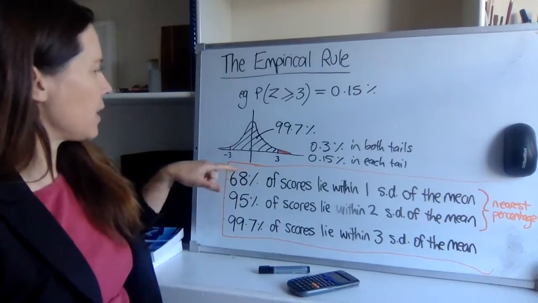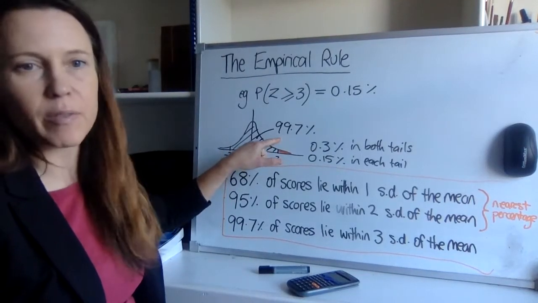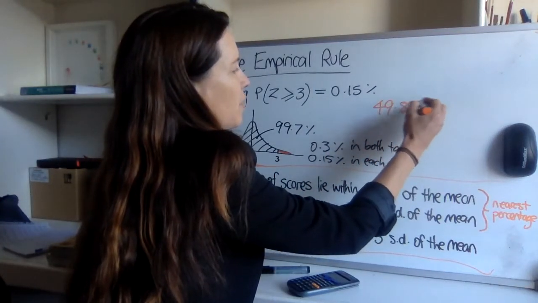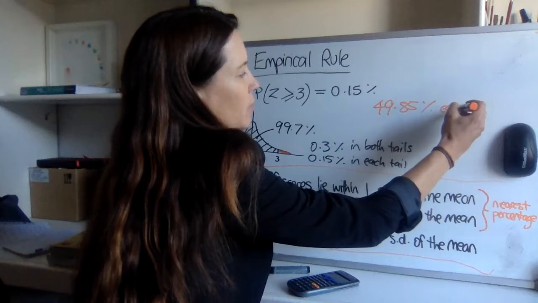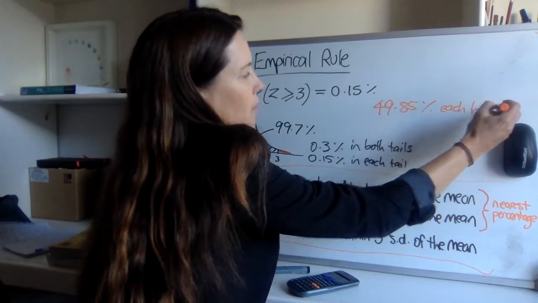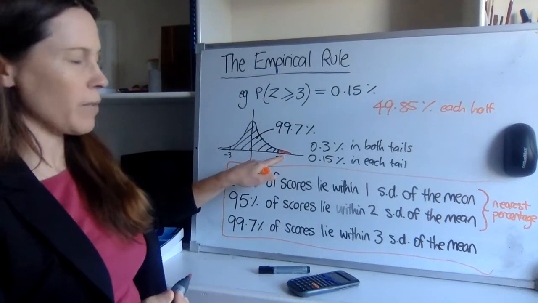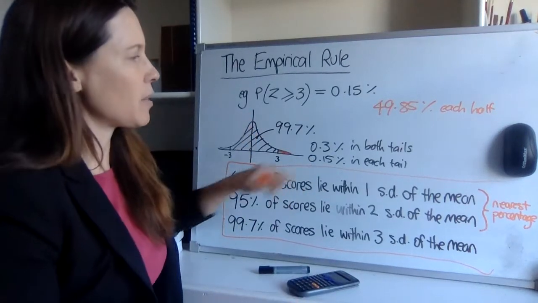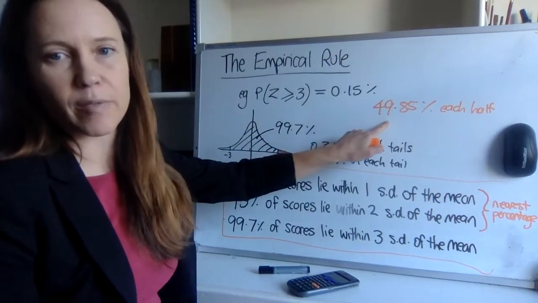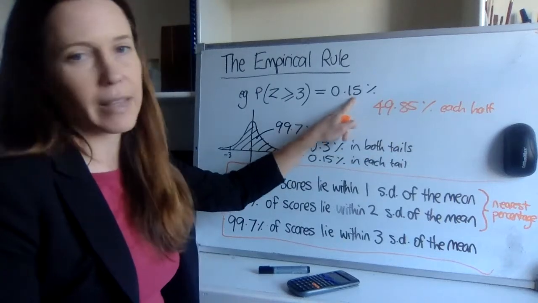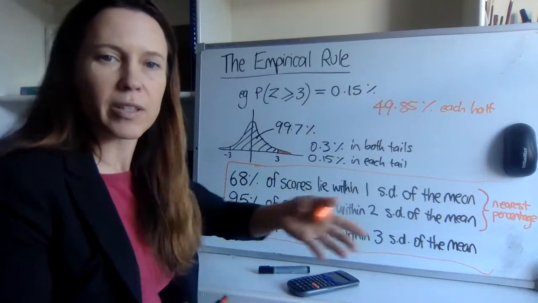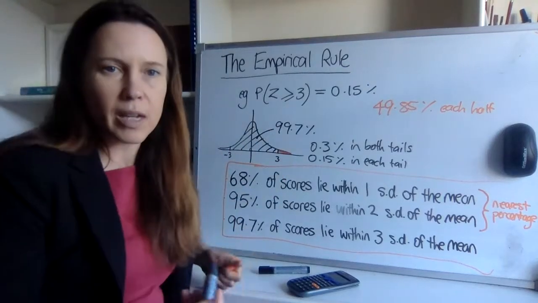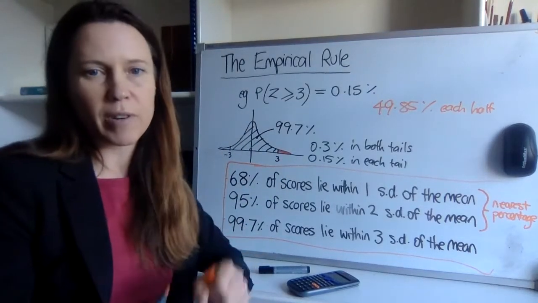But another person might work that out quite differently. They might say, let's halve 99.7%, and that gives us 49.85% in each half. So therefore, if I want just one of the tails here, and I know that one entire half is 50%, then they could do 50% minus 49.85 to get the exact same result. So there's lots of ways you can do it, and as long as you draw that picture and think through the size of each section, you should be right.